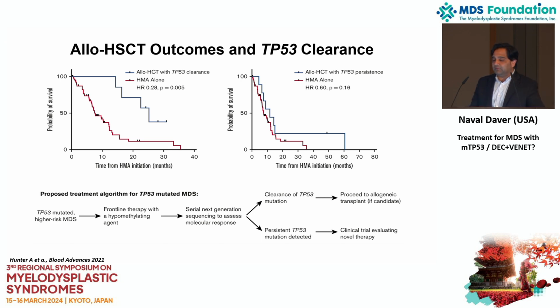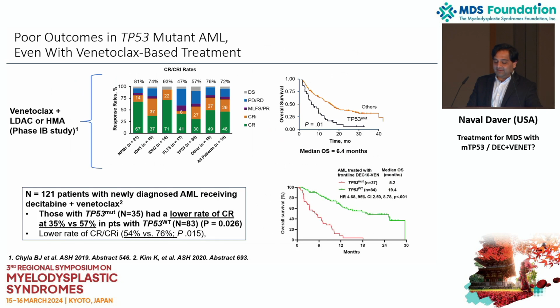I still would probably proceed with transplant if it's available, donor is ready, and the patient is in good condition, but maybe in future trials we can start using molecular clearance as a good surrogate to start understanding the early responses. Now, the main question that was asked really is, what about venetoclax-based treatments?